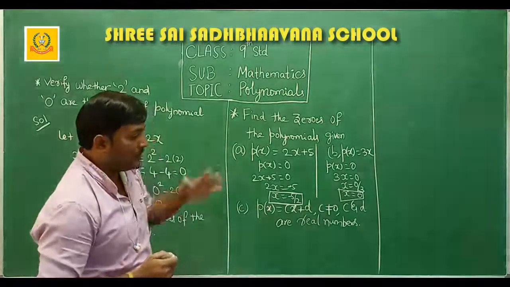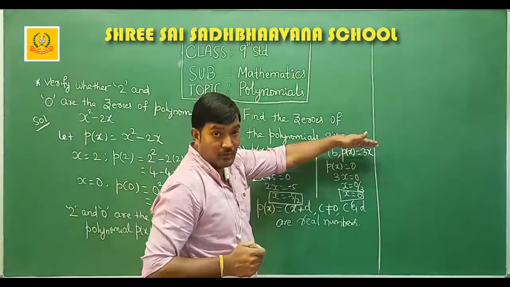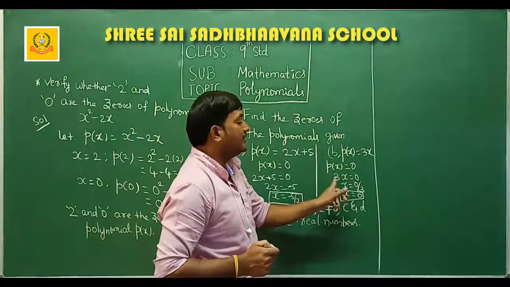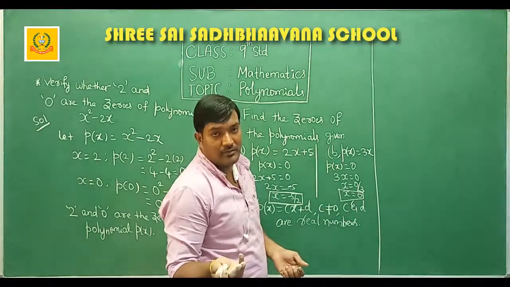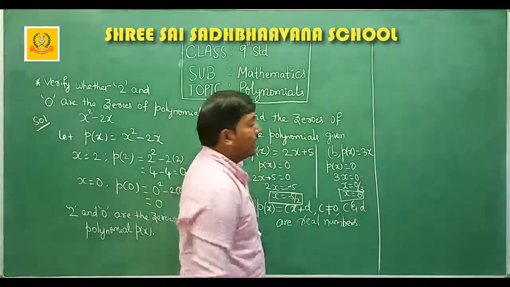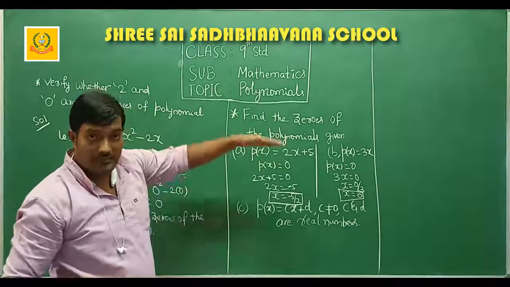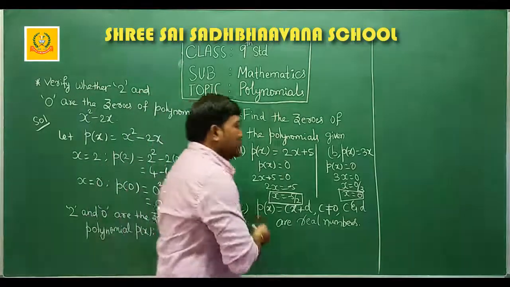Okay? Now just repeat it. What we did, first step, we have to equate this p of x to 0. So we equated p of x to 0. So 3x is equal to 0 and x is equal to 0 by 3. So 0 by any number is 0. So x is equal to 0. So x is equal to 0 is considered as the 0 of the given polynomial 3x. Okay. Next, we discussed another one.